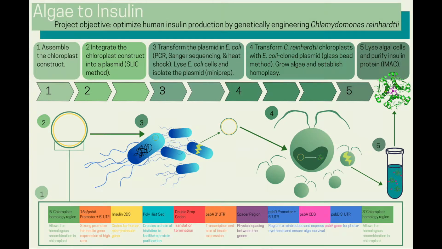Lastly, we will lyse our algal cells and then purify our insulin protein using a form of chromatography called immobilized metal affinity chromatography.